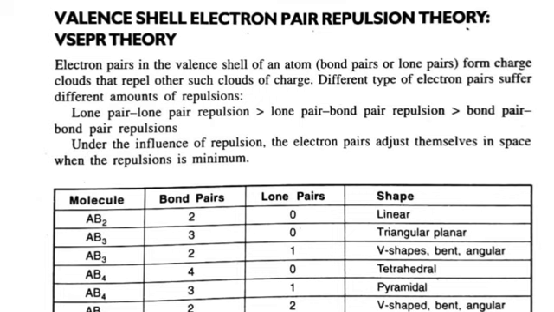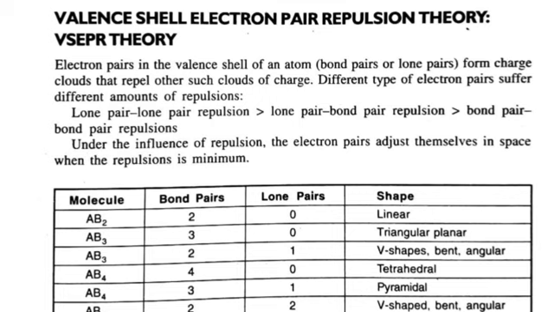The electron pairs in the valence shell of an atom, that is bond pairs or lone pairs, both form charged clouds that repel each other. Different types of electron pairs suffer different amounts of repulsion. Lone pair-lone pair repulsion is maximum, then lone pair-bond pair repulsion, and that is more than bond pair-bond pair repulsion. So the highest is lone pair and the lowest is bond pair repulsion.